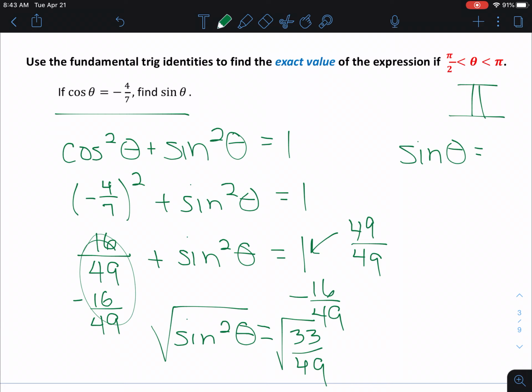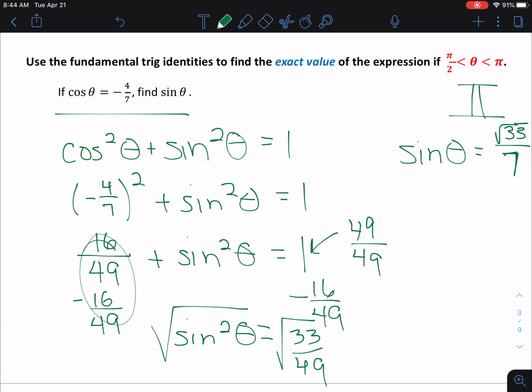The square root of 33 is not a nice number. It's just the square root of 33. Just like when we did our radicals unit, you want to make sure that you can't break that down any further. You can't. 33 is not a perfect square, so that's as broken down as it can get. And then the square root of 49 is 7. Okay, so this might be my answer.